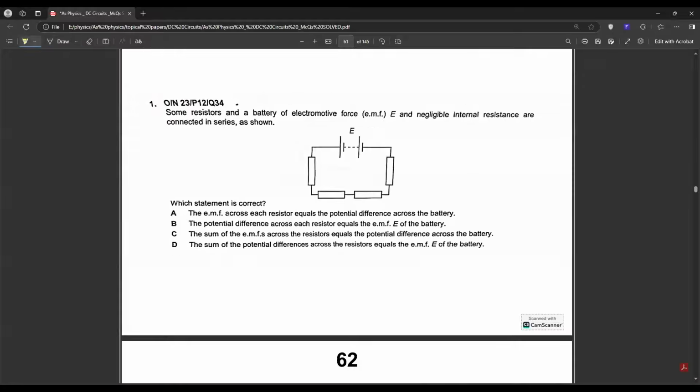Some resistors and a battery of electromotive force E and negligible internal resistance are connected in series as shown. Perfect. Which statement is correct? The EMF across each resistor equals the potential difference. No. The sum of EMF across. No. The sum of potential differences across the resistors equals the EMF of the battery. I think the answer to 61 should be D. Yeah, the answer to 61 is D in the marking scheme as well.